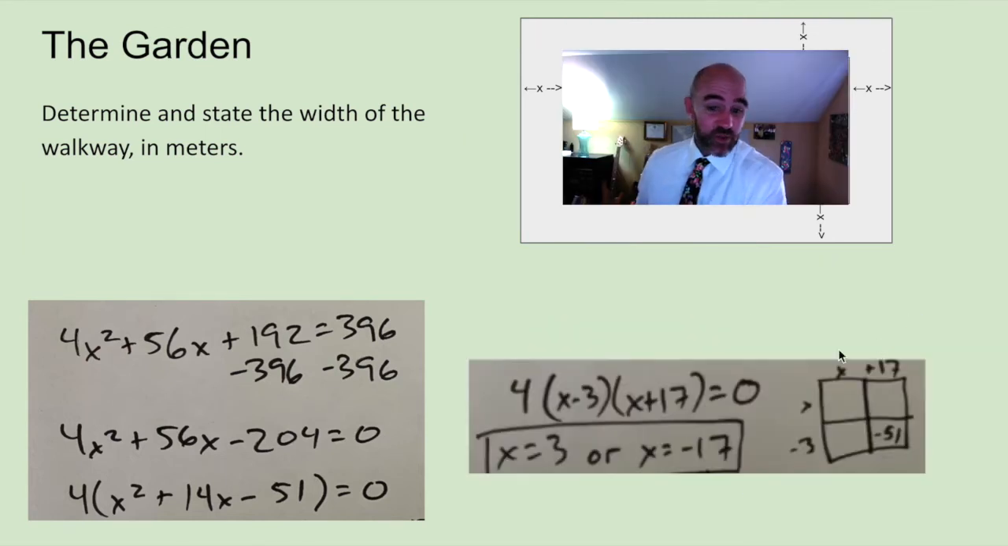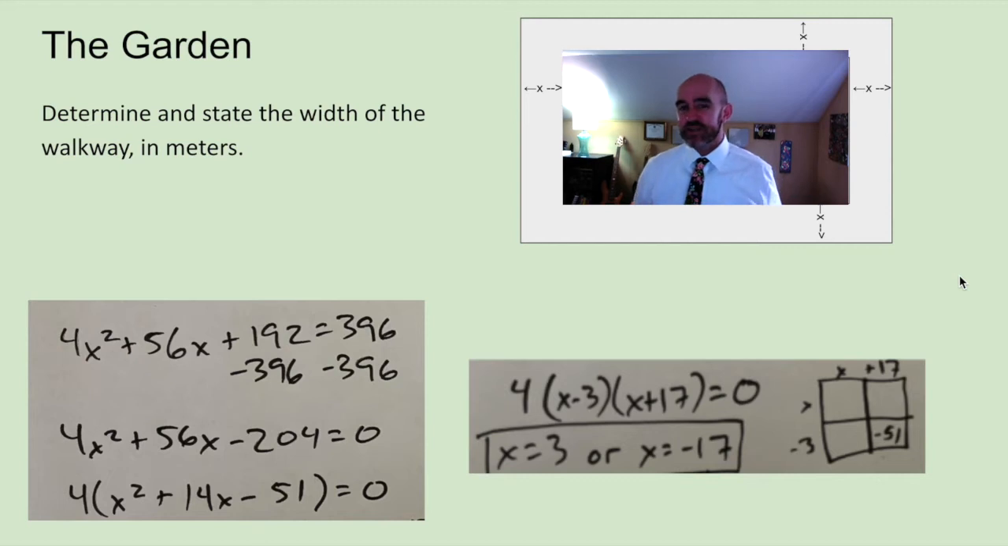All right, so here's what I got. I got 4 times the quantity x minus 3 times the quantity x plus 17. And we know again that that's going to equal 0 because it was equal to 0 before. It's the same thing. This is the little diagram that I used to try to figure it out. You may have done a different method. Based on that, I know that one of these factors has to be equal to 0. 4 is not equal to 0, ever. x minus 3 is equal to 0 when x is equal to 3. And x plus 17 is equal to 0 when x is equal to negative 17.